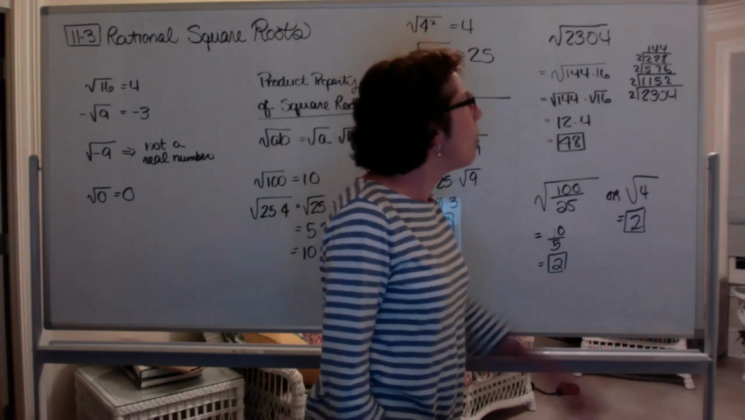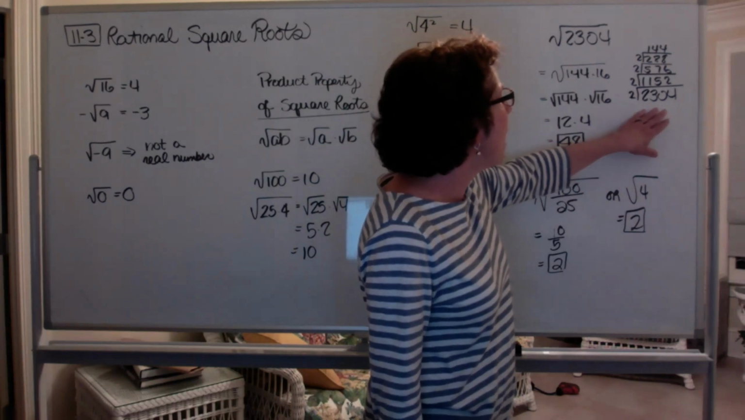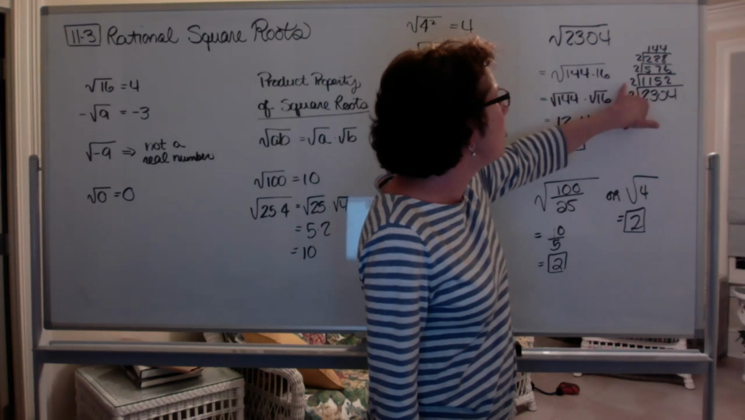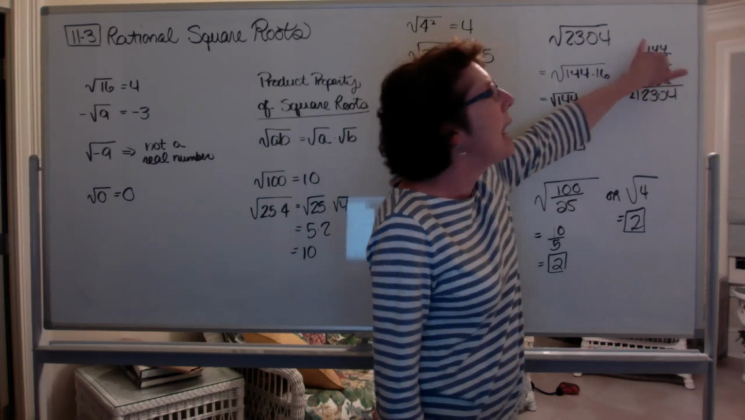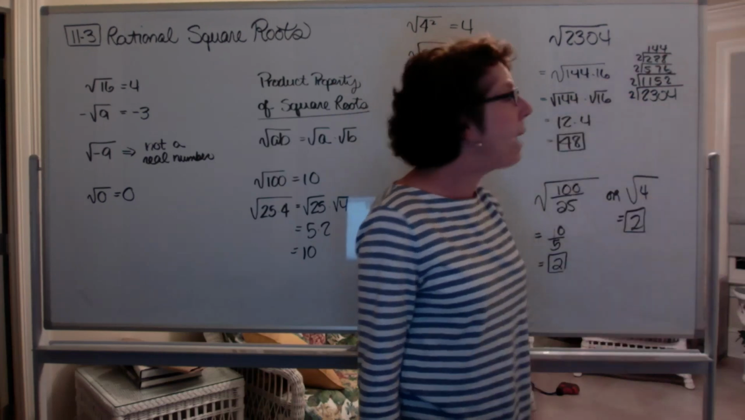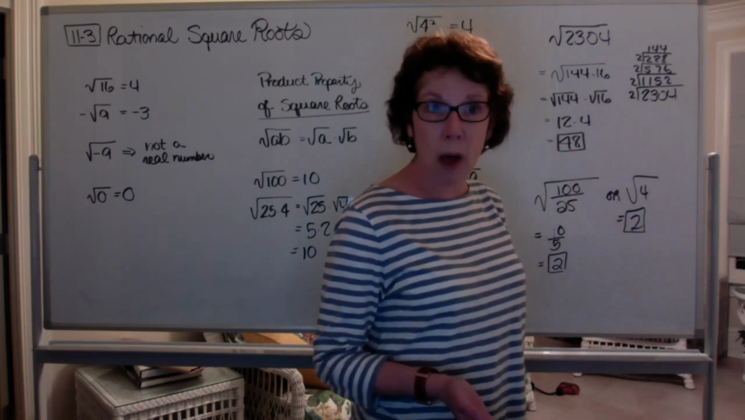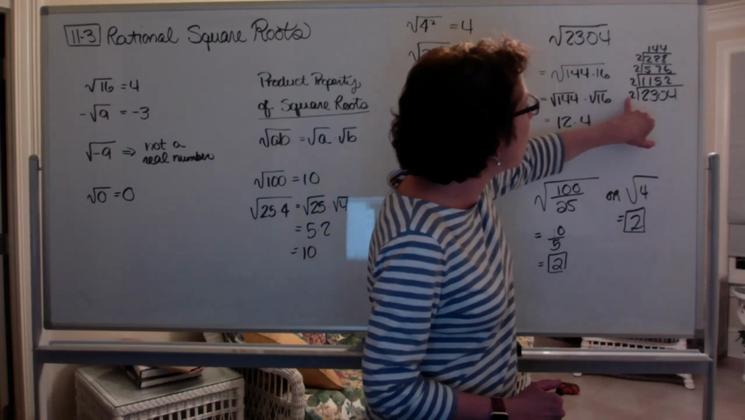Well, what if I went ahead and did my prime factorization over here? I started by knowing this is an even number, so 2 goes into 2304, 2 goes into 1152, 2 goes into 576, 2 goes into 288, and I got up to 144. Well, I know what 144 is. 144 is the perfect square of 12. 12 squared is 144. And then 2 to the 4th power is 16.